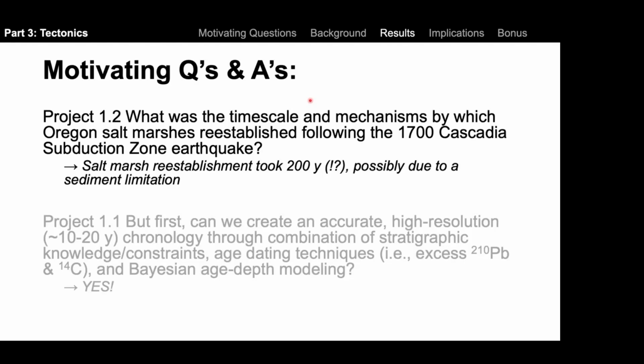I don't know if that's a long period of time because we don't have data from other salt marshes to kind of contextualize it. But because we don't have data from other salt marshes, I can speculate. And I'm going to say that I think 200 years is actually relatively slow. I think that probably other systems responded faster. And I think the problem is that Netarts has a sediment limitation.